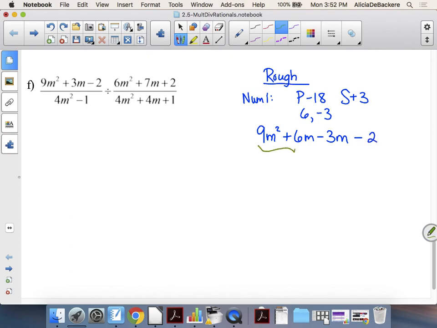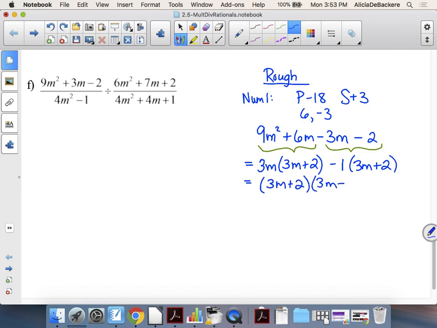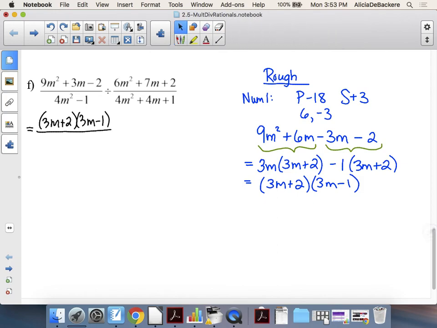This has given me a factoring by grouping situation. And I can take out a common factor, and take out a common factor. I end up with 3m plus 2 and 3m minus 1. So now I can come back over to my question and put that in as my numerator. Then I would come off into my rough work and do denominator 1.